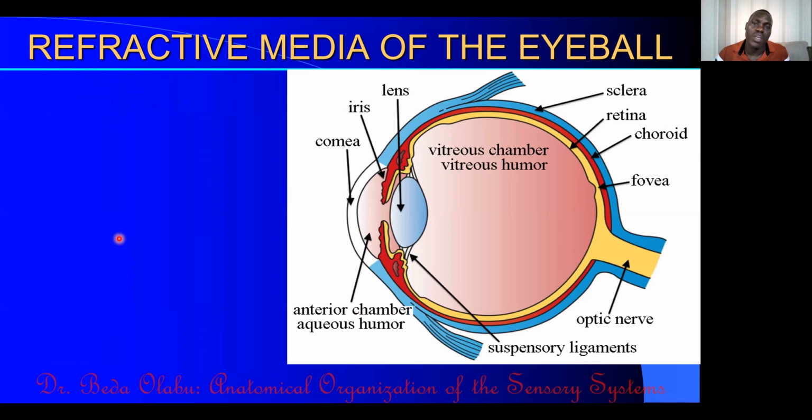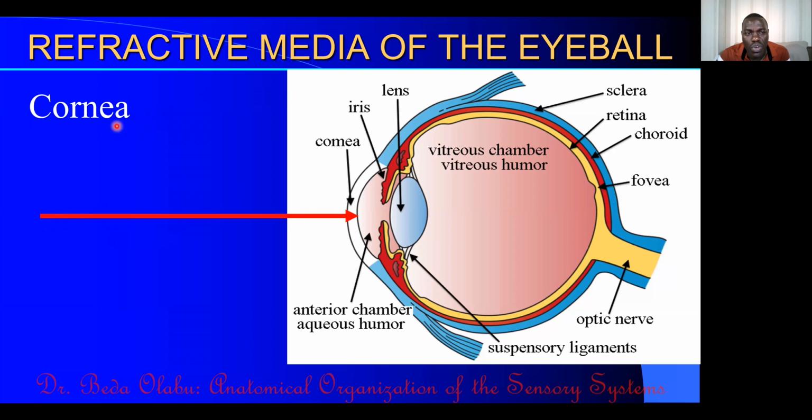Okay, now we can talk about the refractive media of the eye. The refractive media of the eye refer to the structures through which light passes. So light that enters the eye will first pass through the cornea, definitely. So the cornea is part of the refractive media.